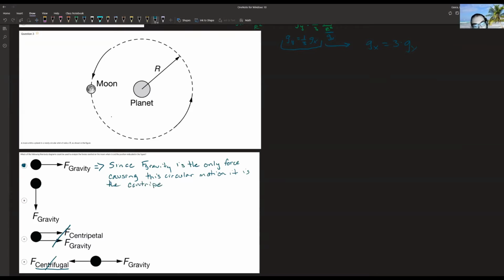So let's go ahead and redefine the centripetal force real quick. Centripetal force is the name we call the net force that points towards the center of a circular path. So it's just a title. It is not its own separate force.